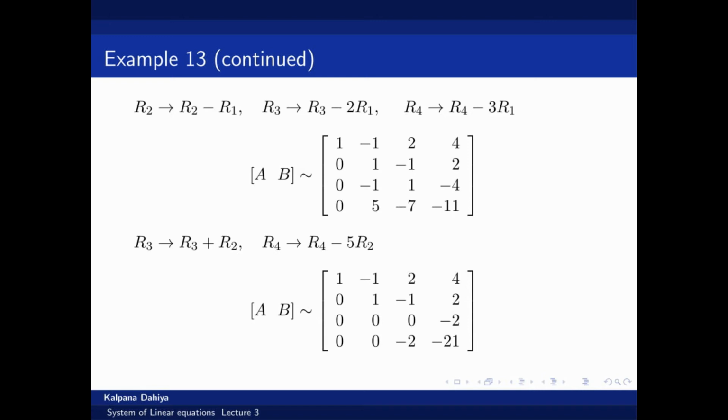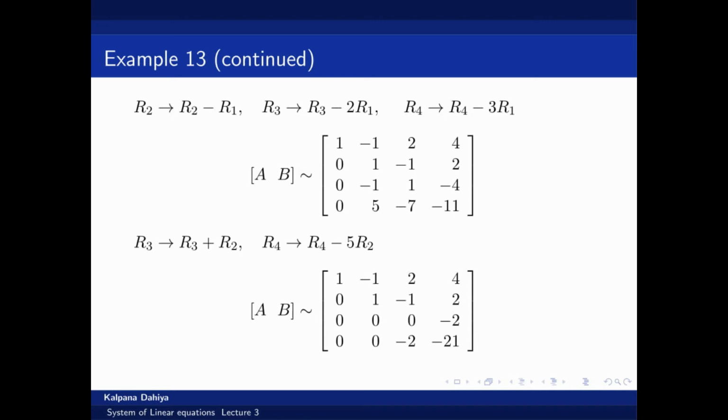Now we move to the second row. Its first non-zero entry is 1, so this is the pivot element. Now using this, we reduce the second entry in third row and fourth row to 0. So for this one, I am applying the following elementary row operations. Change third row to third row plus second row, and fourth row goes to fourth row minus 5 times second row.